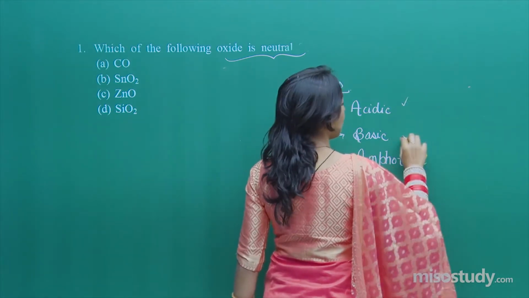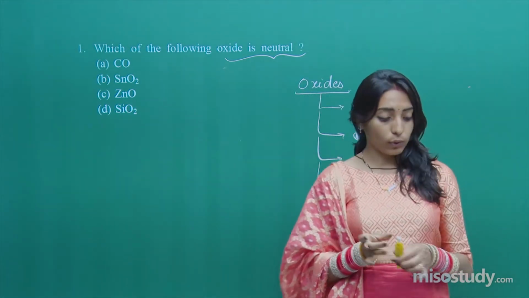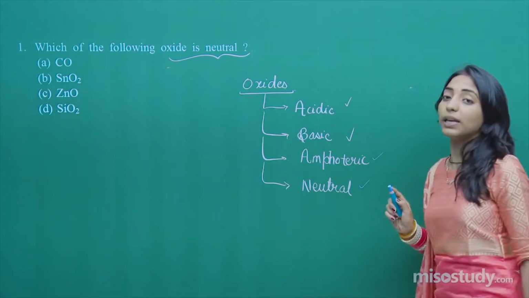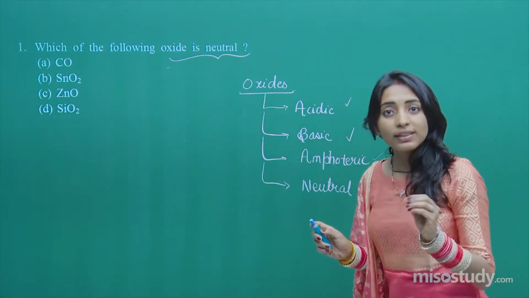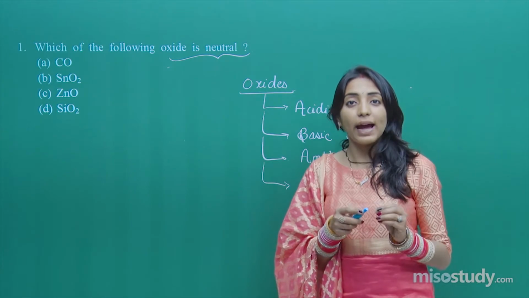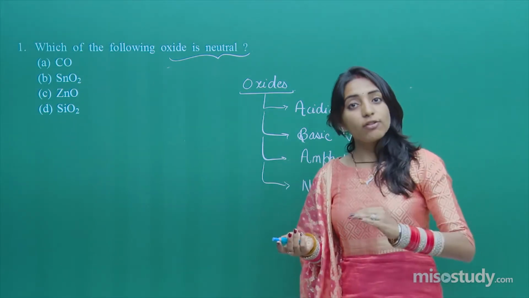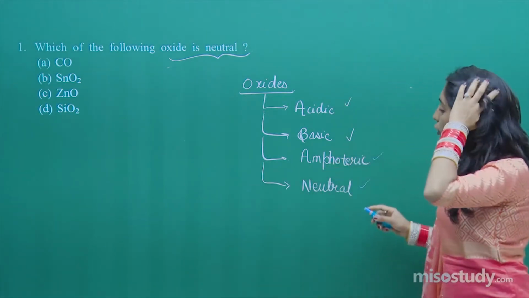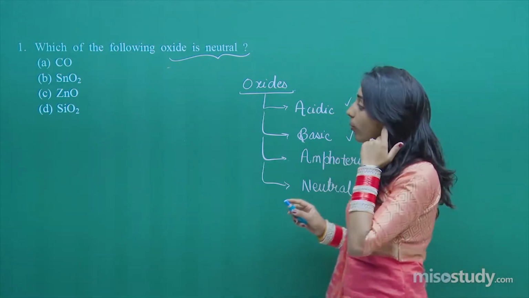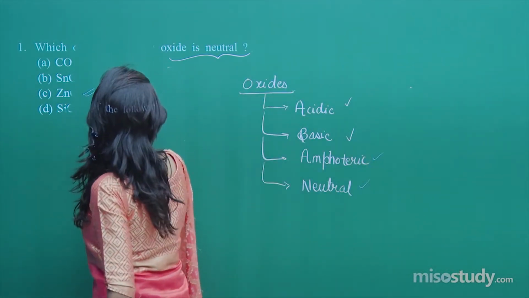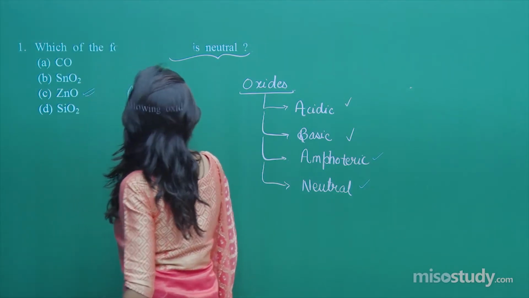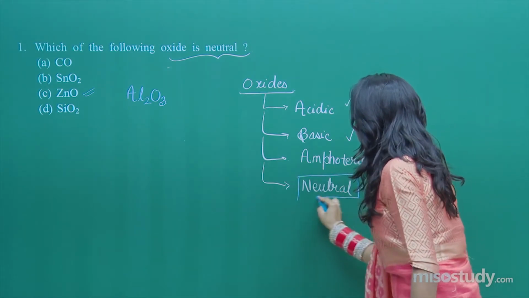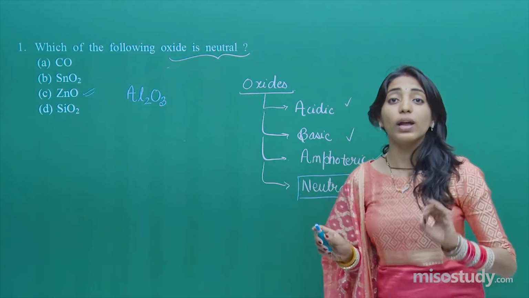Acidic oxides and basic oxides are very easy, so they are clear to everyone. But when it comes to amphoteric and neutral oxides, many of you blunder. Amphoteric oxides are basically those oxides which can act as acid as well as base, so they can react with both bases and acids. Those kinds of oxides are known as amphoteric oxides, and a very common example was zinc oxide. Another example that we had done was Al2O3. But when I am talking about this category of neutral oxides, only 3 oxides are known as neutral oxides.